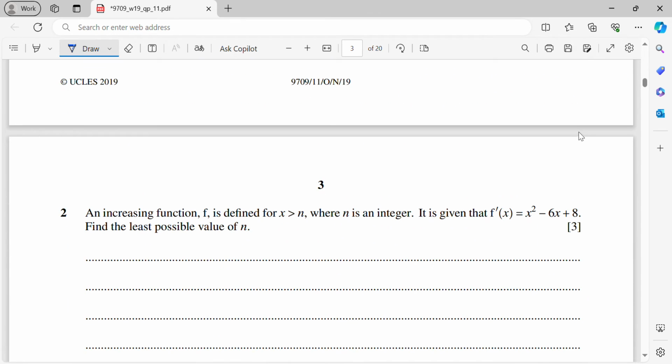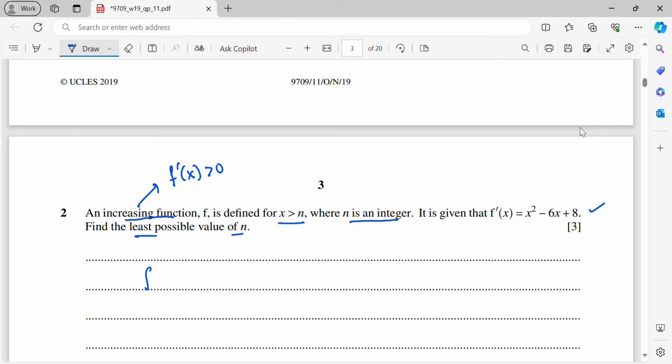Okay, now let's move on to question number 2. An increasing function means f prime x is greater than 0. It is defined for x greater than n, where n is an integer. Given that f prime x is this expression, find the least possible value of n.